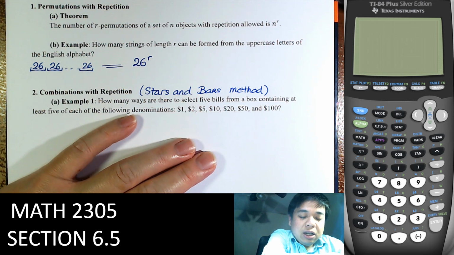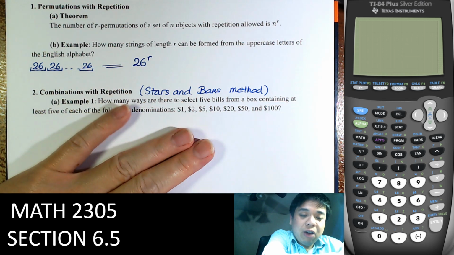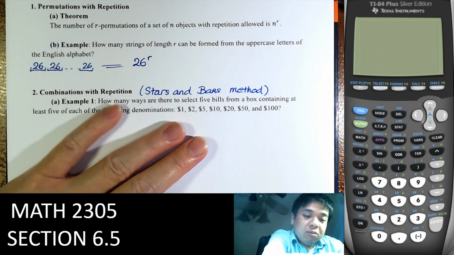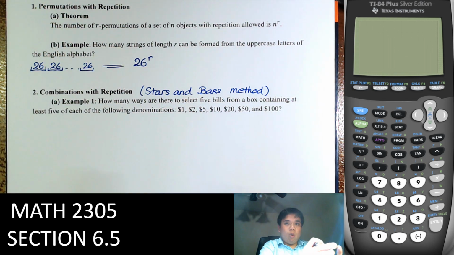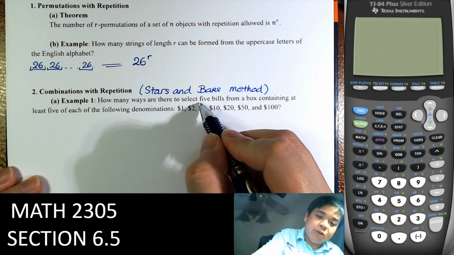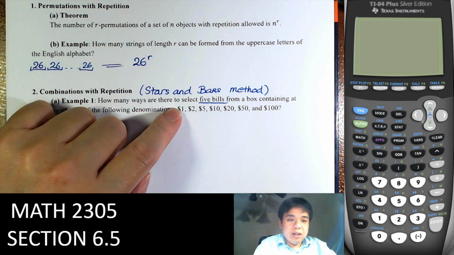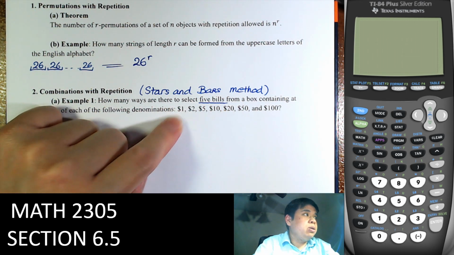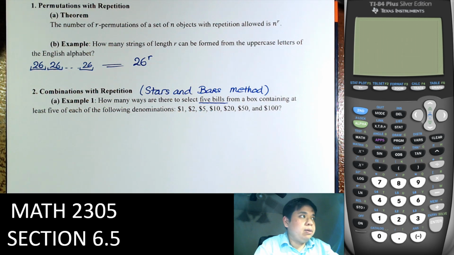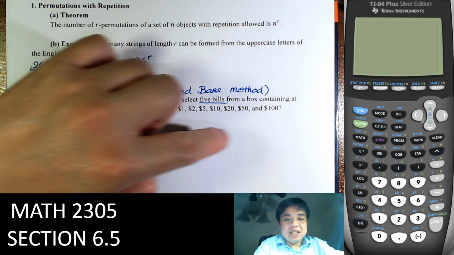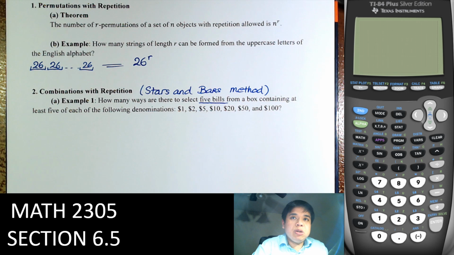How many ways are there to select 5 bills? So we select 5 bills from a box containing a bunch of bills. So you have the whole box of $1 bills, a box of 2, box of 5, box of 10, 20, 50, and 100. Right. So the idea is we select 5 bills out of those, right? If you want to, you can select all 5 of the $1 bills, and we're done with it. Or just all 5 of $100 bills, and we're done with it.